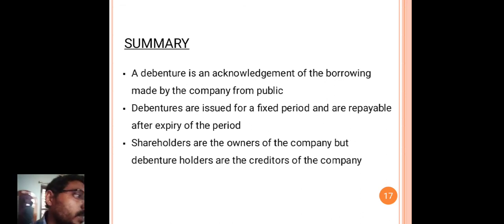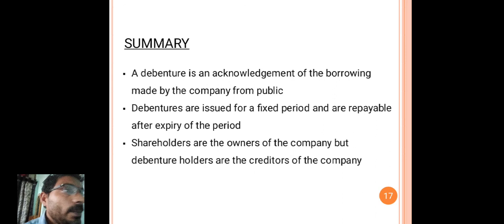So in this chapter, that is second chapter, capital structure of a joint stock company, we have learnt the capital procurement of a joint stock company by issuing shares and debentures. What is a share and different types of shares, and what is a debenture and different types of debentures. I have explained you very clearly.